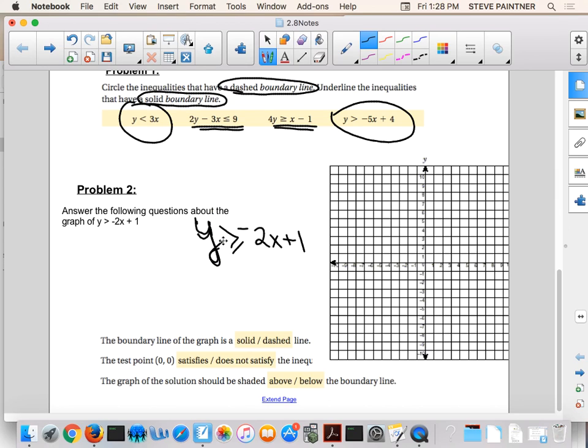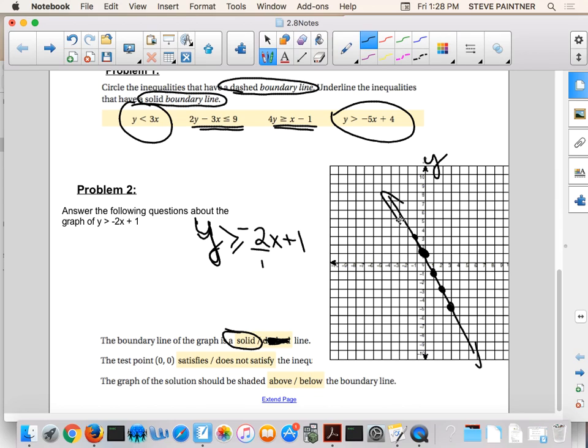Okay, a couple questions you should ask yourself when you start is right here. Is the line going to be solid or dashed? Solid, because it's got an equal. Here it says, does the test point 0, 0 satisfy or does not satisfy? I wouldn't do it yet. I would graph the line first. How do you graph that line? Where on the y-axis? 1. Slope is down 2, right 1, down 2, right 1. You told me it is solid. There it is.